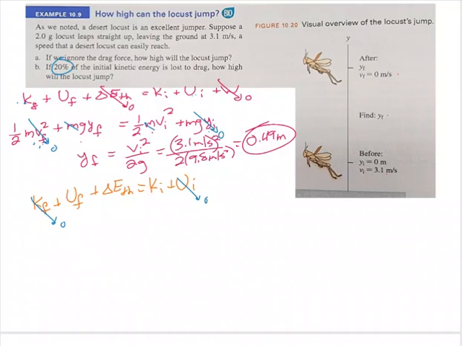Okay, so U final, plus 20% of KI. So 20% of the initial kinetic energy is lost to drag, which is the thermal energy. So plus 20%, which is 0.2 KI. And then that equals what is on the other side, which is KI.